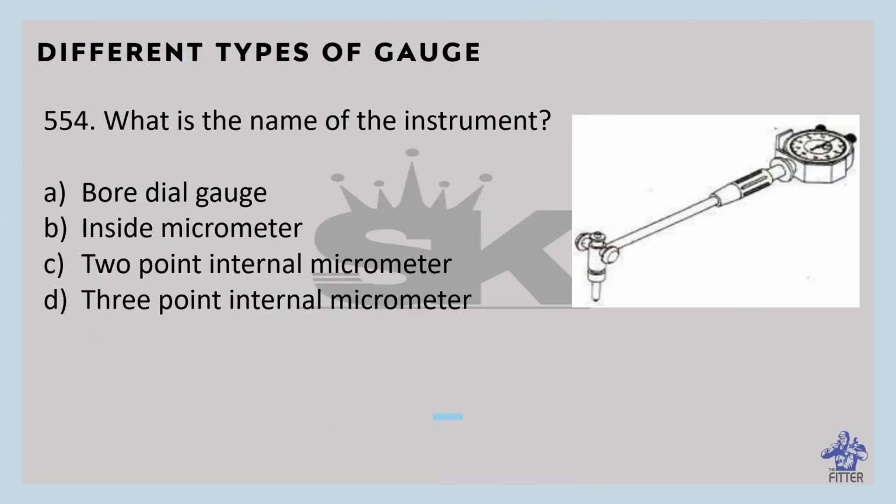What is the name of the instrument shown in the figure? So this is a bore dial gauge, option A. Bore dial gauge is an instrument used for measuring ovalization and conicity and for control of internal diameter of circular holes.